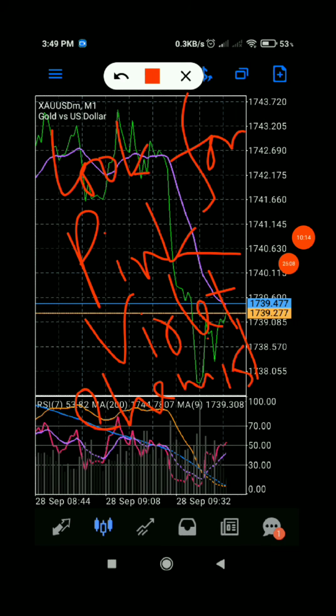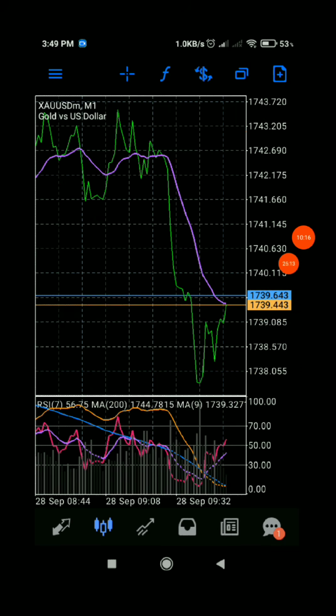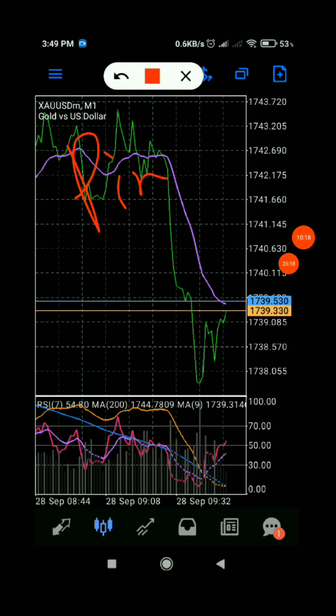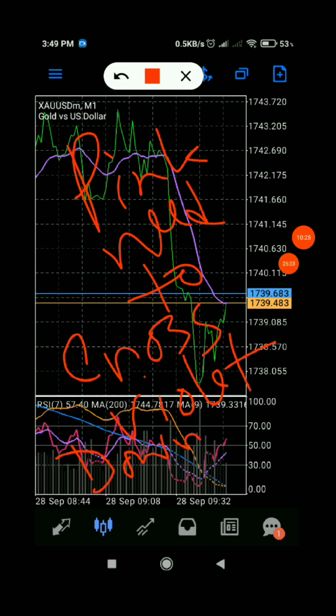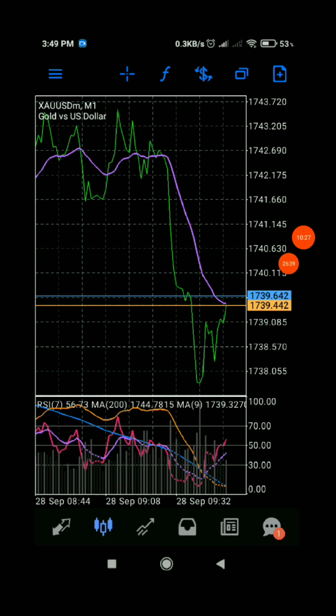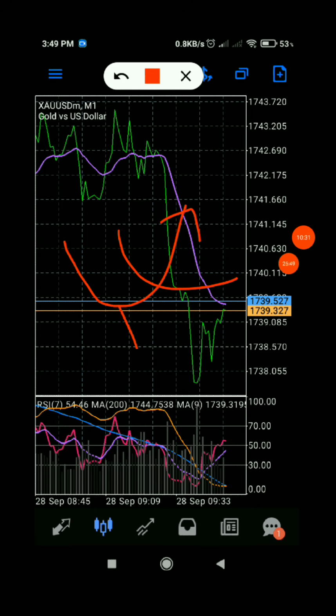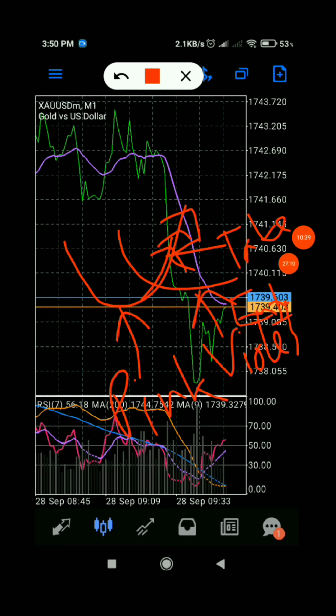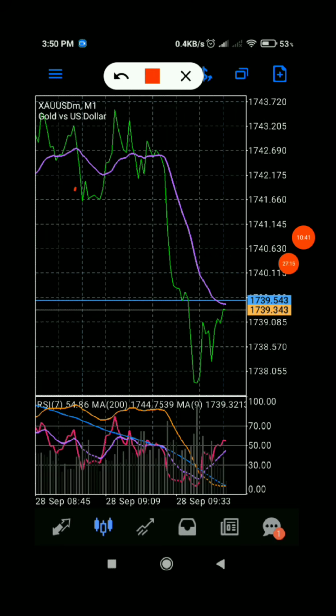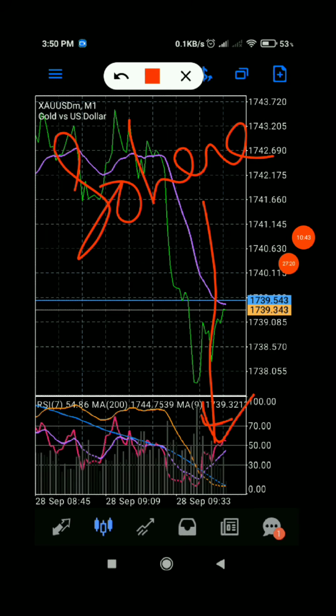So whenever we want to take entry, you have to consider the pink and violet crossover. Pink needs to cross violet. If you see it crosses from down to up, then you can take buy entries. Here you see it is pink and it is violet. When pink crosses violet and heads upwards, then it is a buy entry.